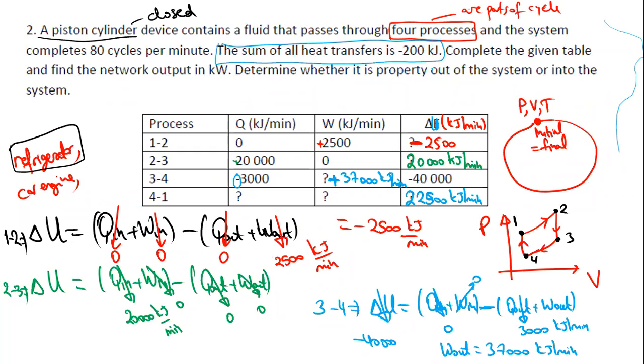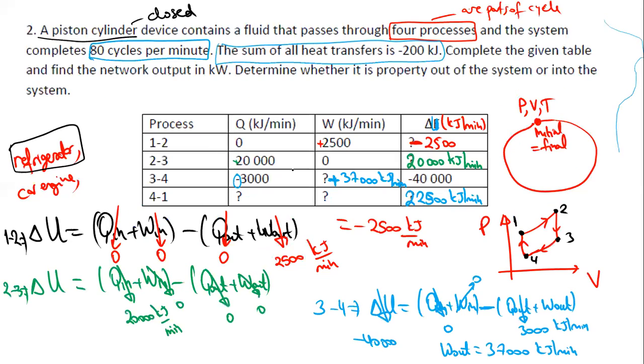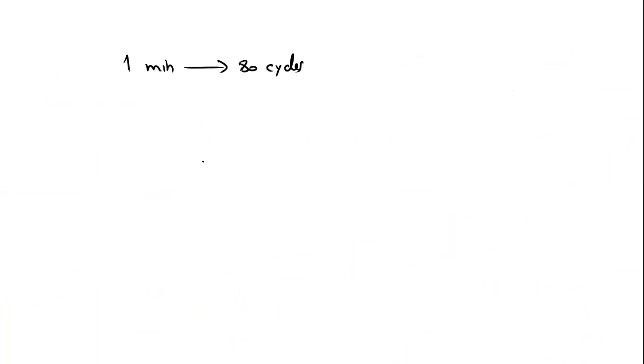The question also says that the sum of all heat transfers is negative 200 kilojoules, and the system completes 80 cycles per minute. This is also very important. Let's do that part. In 1 minute, you have 80 cycles. So if I go back to here, the sum of all heat transfers should be equal to negative 200 kilojoules.